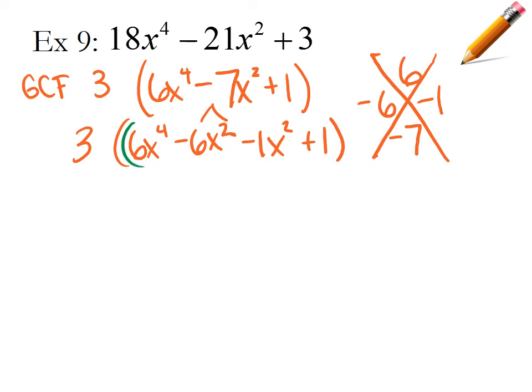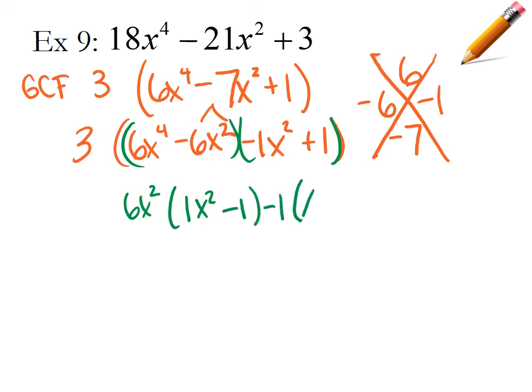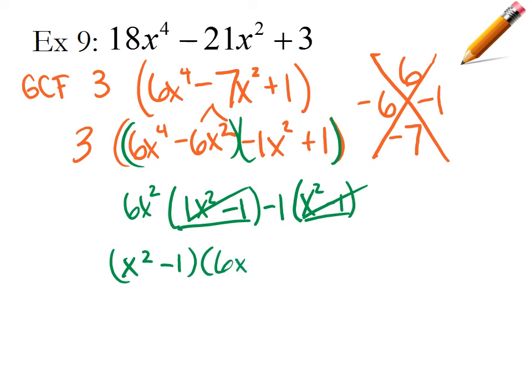We can now group. I can divide out a 6x squared out of my first set, which leaves me with a 1x squared minus 1. I can divide out a negative 1 out of my second set, which leaves me with x squared minus 1. I have the same factor twice. If I write that out, I've got an x squared minus 1. If I divide that out, I have remaining a 6x squared minus 1. Don't forget to bring down that GCF of 3.